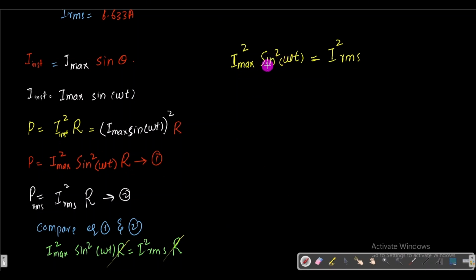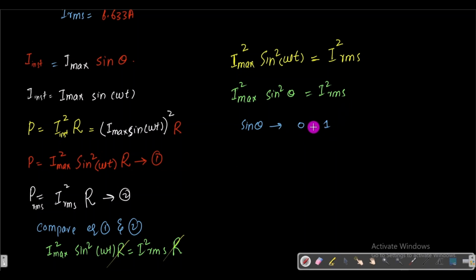So here I sine square omega t, let's say this is equal to I max whole square, sine square theta. We know that omega t is equal to theta, so it is equal to I square RMS. The value of sine theta is from 0 to 1. It does not exceed 1.